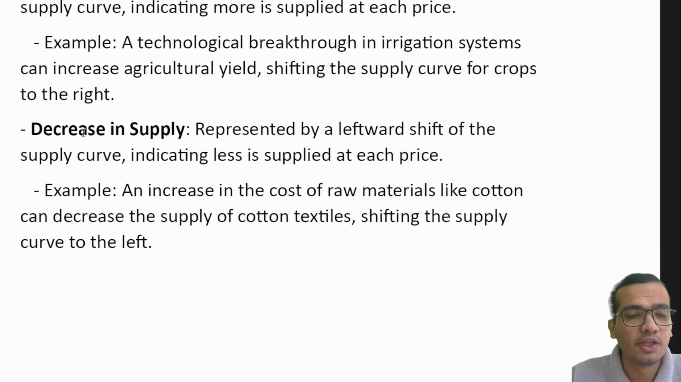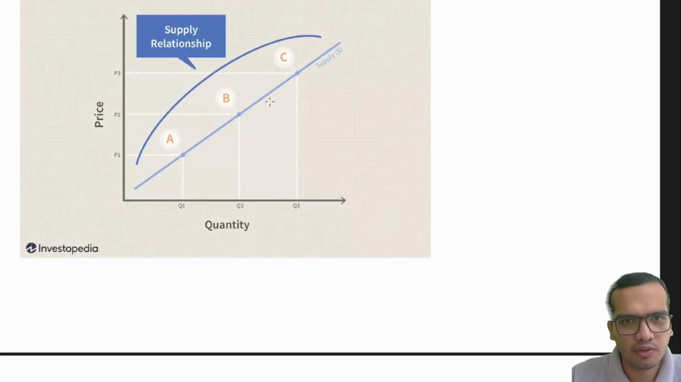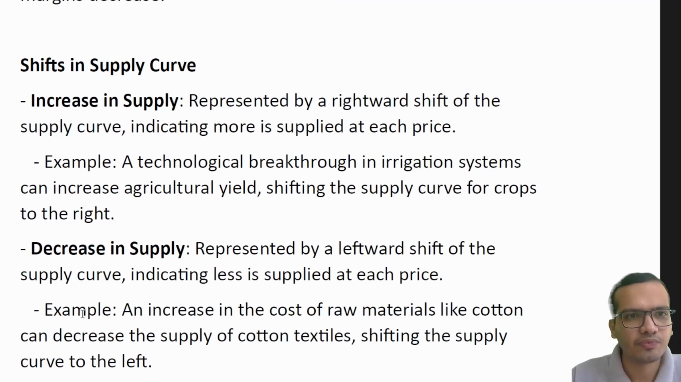Similarly, a decrease in supply is represented by a leftward shift of the curve. It will move to the right side in the first case and to the left side in the second case. So, in case of an increase, it will move rightwards, and in case of a decrease, it will move leftwards or downwards.